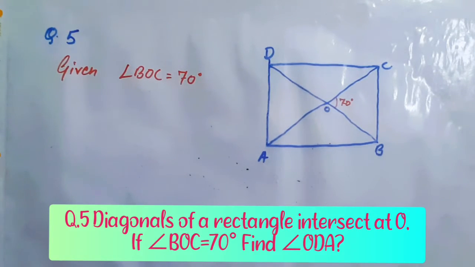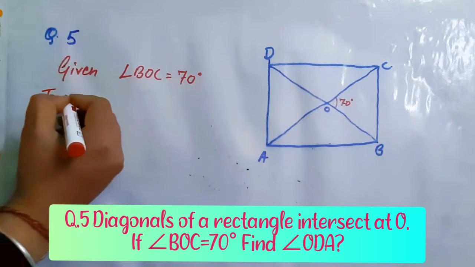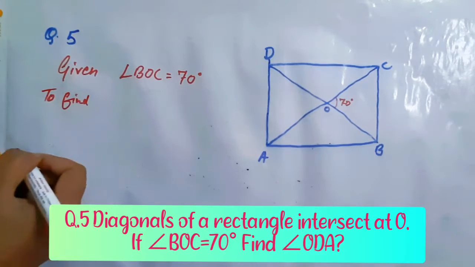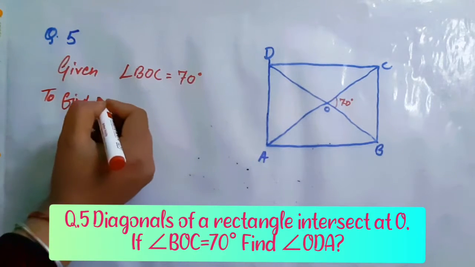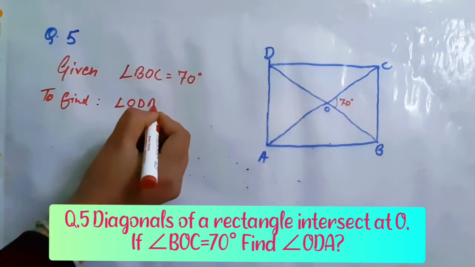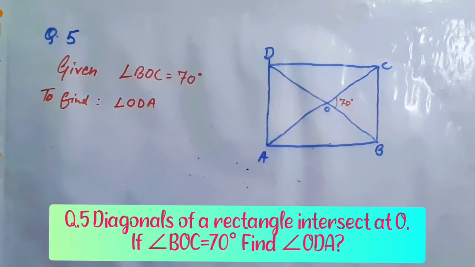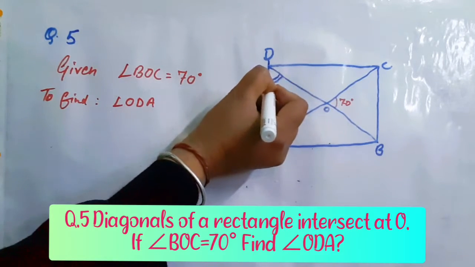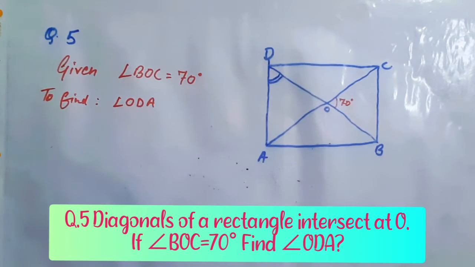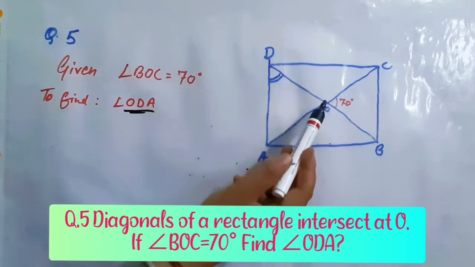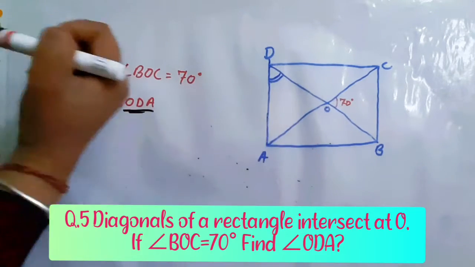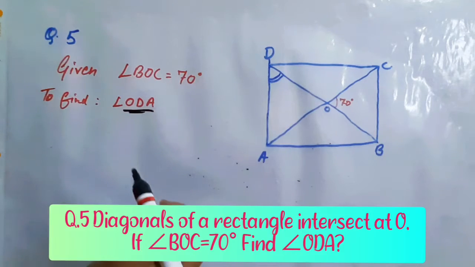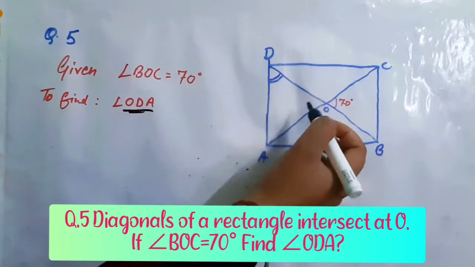Now, what we have to find out? To find, we have angle ODA. Means this will be your angle ODA. So you can see that angle ODA is the angle of triangle ODA, or you can say AOD. But in this triangle, first of all, we have to check the relations between all three angles.